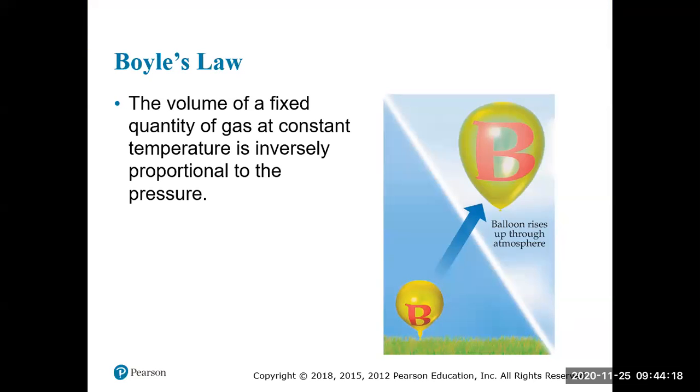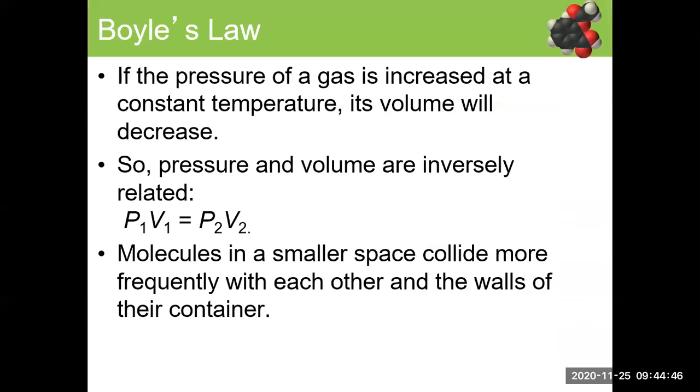Boyle's law tells us the volume of a fixed quantity of gas. By fixed quantity of gas, we mean the moles don't change. The volume of a fixed quantity of gas at constant temperature is inversely proportional to the pressure. In other words, if the temperature doesn't change and the number of moles doesn't change, the volume and the pressure are inversely proportional.